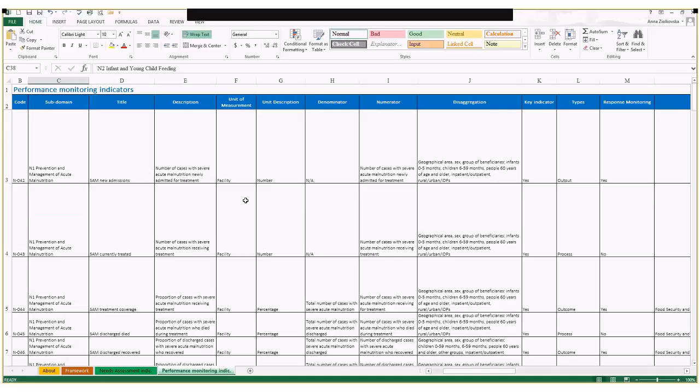But you have to bear in mind that sometimes for your humanitarian response plan, you would also need these kinds of indicators, and you will not be able to find them in this registry because, as I said, it's only program indicators.